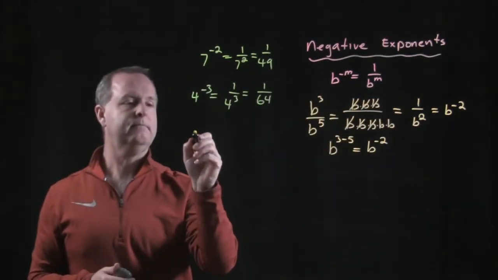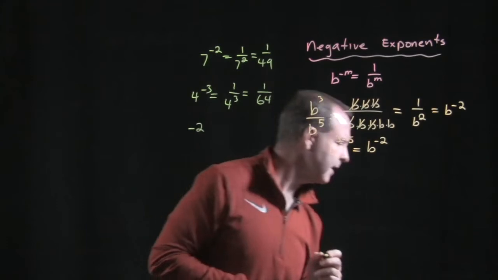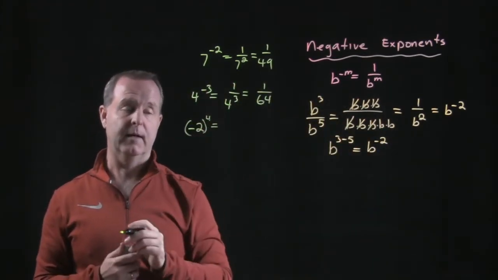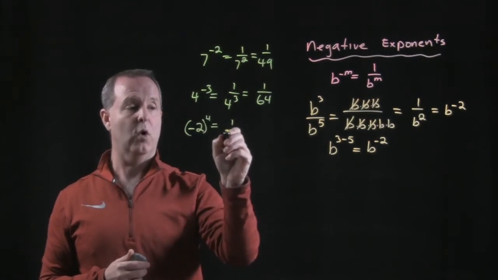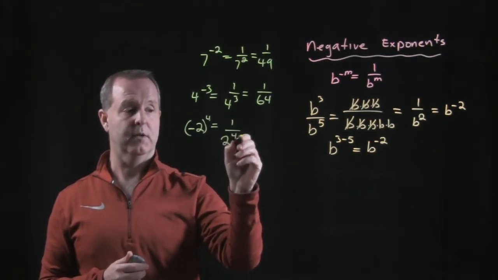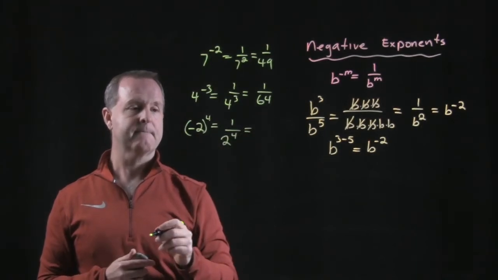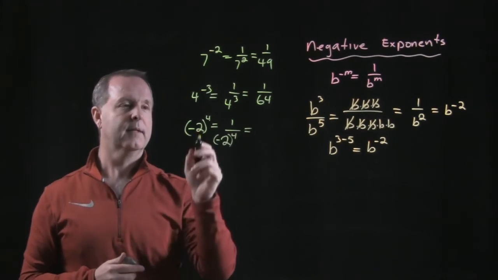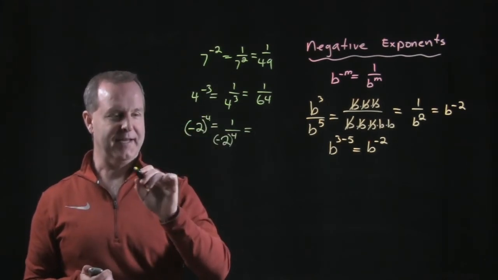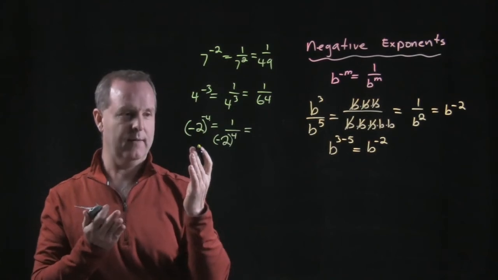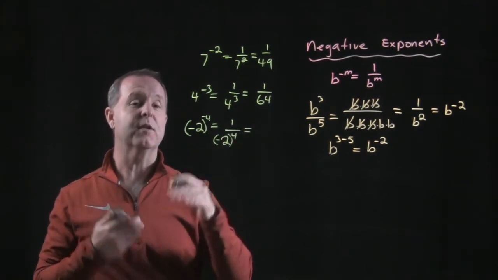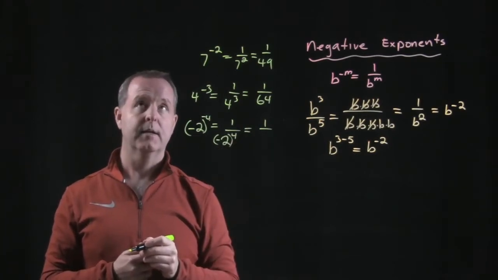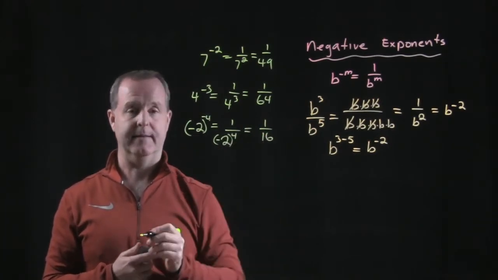Negative 2, the entire thing, to the negative fourth. Here we need to be careful. Let's rewrite this correctly. Negative 2 to the negative fourth equals 1 over negative 2 to the positive fourth. And that equals negative 2 to the fourth: 4, 8, 16, so 1 over 16.